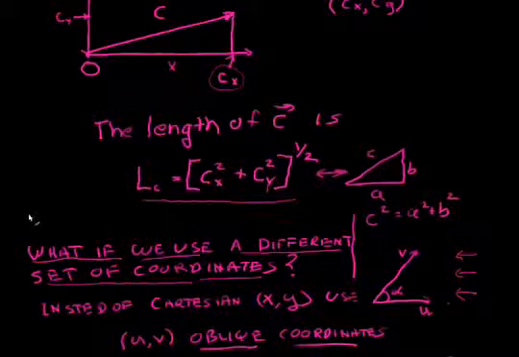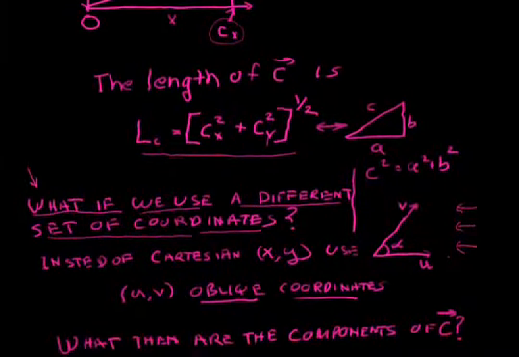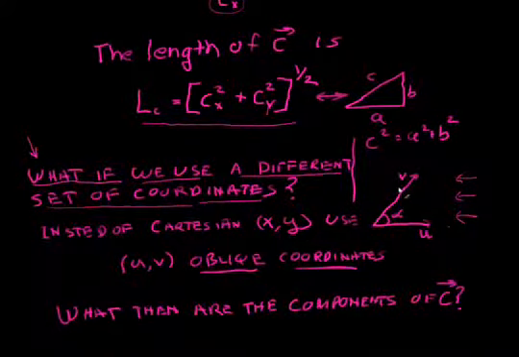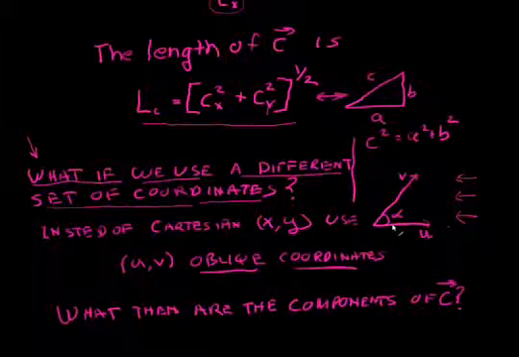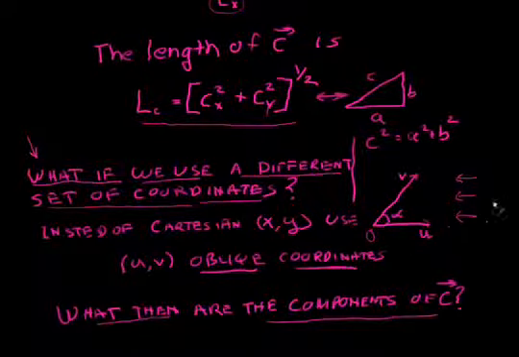What would happen if we used a different set of coordinates? I'm going to choose one that's a little bit tricky. Instead of Cartesian xy coordinates, I'm going to use a set of coordinates u and v, but instead of having the coordinate axes meet at a right angle, they're going to meet at some oblique angle, alpha. The u and v can then be called oblique coordinates. So in this coordinate system, in u and v, what then are the components of the vector c? We'll go to the next page.